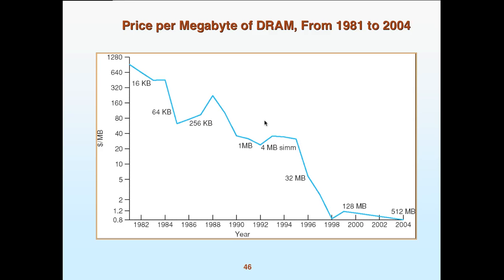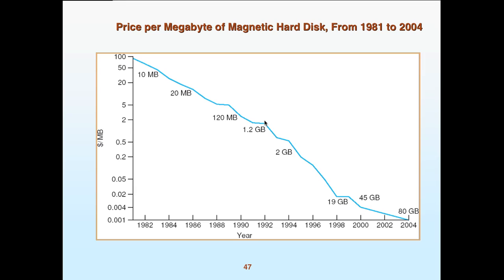So, price per megabyte of DRAM went down completely. Things get bigger and bigger and cheaper as technology grows in terms of computers. Price per megabyte of magnetic hard drive. A 10 megabyte hard drive. Wow. $100. Number of megabytes. Dollar per megabyte. Wow.